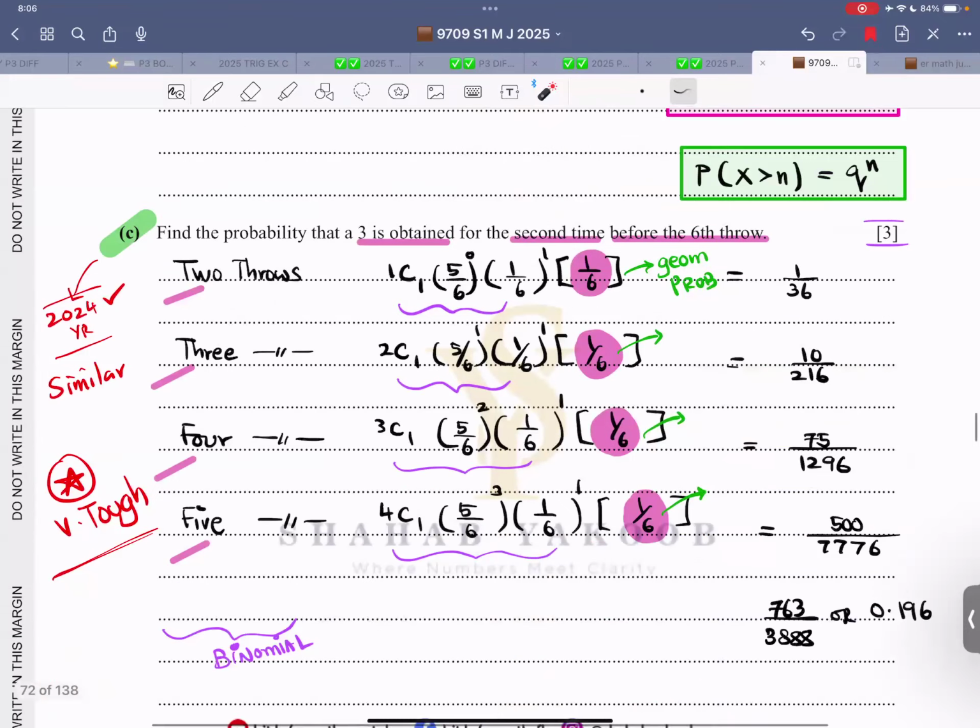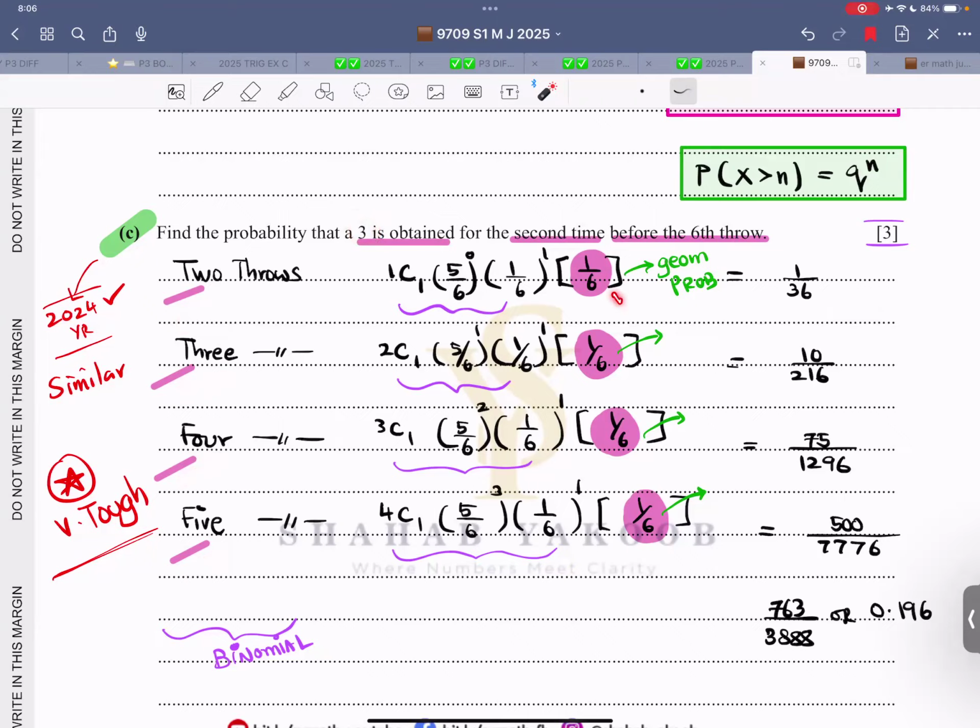Part C, look in 2024, there are similar questions to this one. Find the probability that the 3 is obtained for a second time before the 6th row. Now, how is this question different from the one that we just did? That was on the 6th row. This is second time before the 6th row. That means before the 6th row could be 5 throws, 4 throws, 3 throws, 2 throws. 1 throw won't work because we want 3 twice.